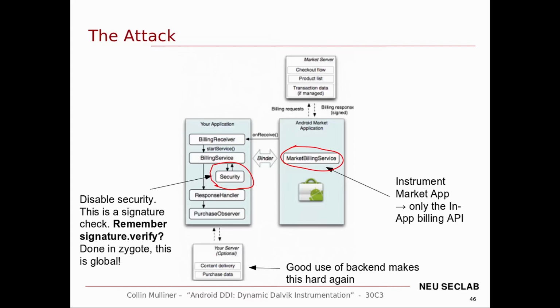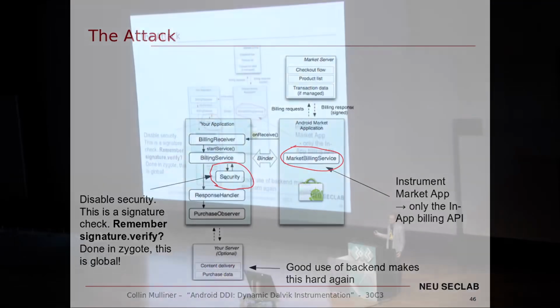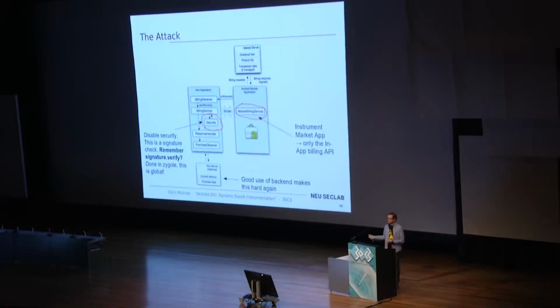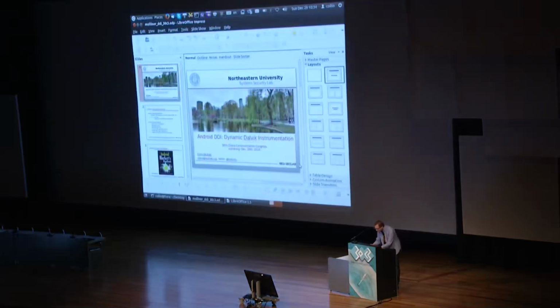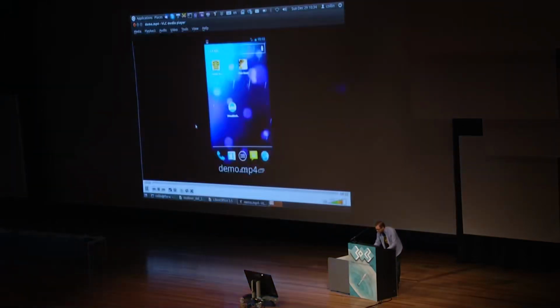Of course, we can just override that, and then the signature part is gone. And then we just have to instrument some API here, which is basically only one call. So instrument is one call in the market application, and bing, you get free stuff. And everybody likes a good demo, but I only have a video.